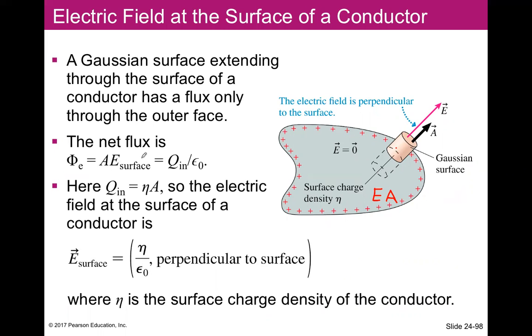Then E times A equals Q over epsilon. How do we calculate Q? Q is the charge on this piece of area, which is eta times A. Here, Q equals eta times A, which is the surface area times the density eta. And then if you plug Q equals eta times A into this equation, you will have E at the surface equals eta over epsilon.